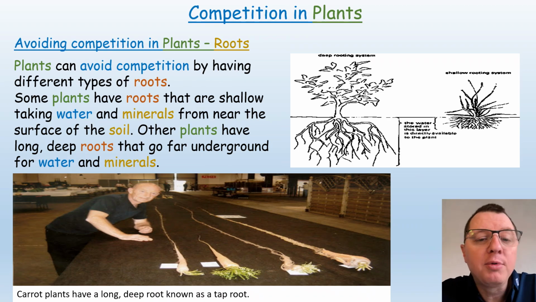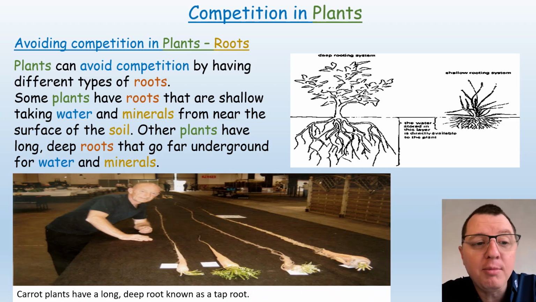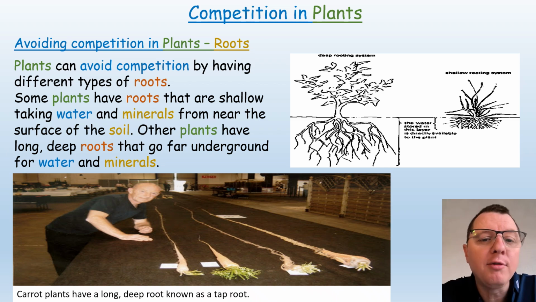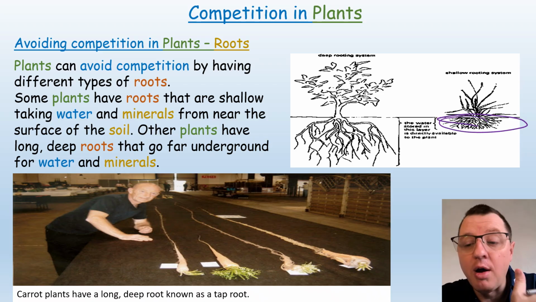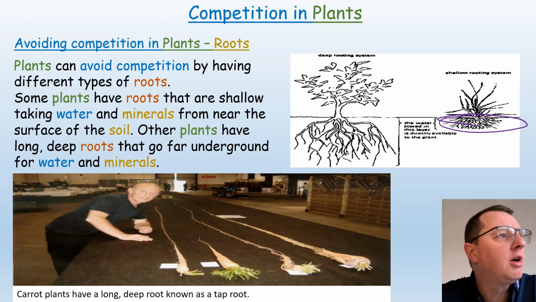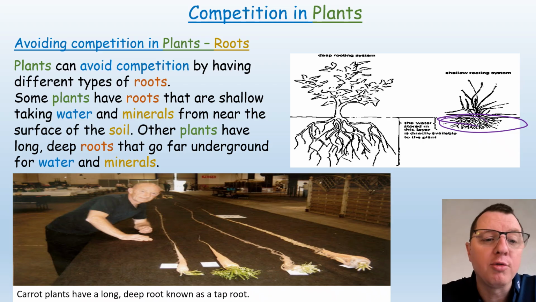We can also have competition underground, with roots. Plants can avoid competing by having different types of roots. Some plants have roots that are very shallow and take minerals and water from near the surface of the soil. When it rains, for example, the surface of the soil will have a large amount of water, so some plants are adapted to get as much of that water as possible.